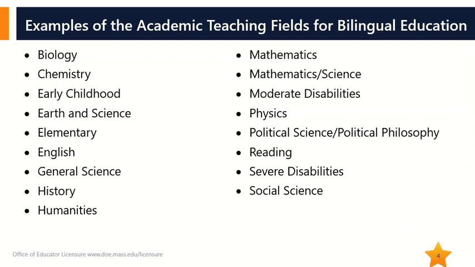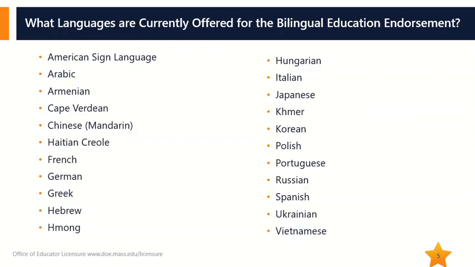For the purpose of bilingual education, core academic teacher fields appear on the slide. Older variations of these teacher fields, such as special needs, intensive special needs, and social studies, would also be core academic teacher fields. The department currently offers the bilingual education endorsements to assist with meeting the needs of students in 22 languages, including American Sign Language.